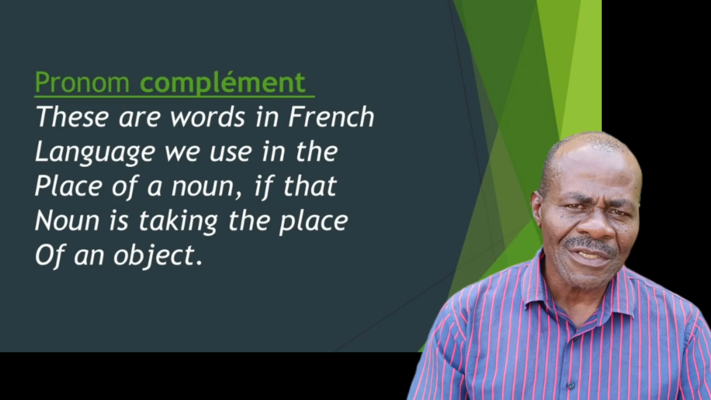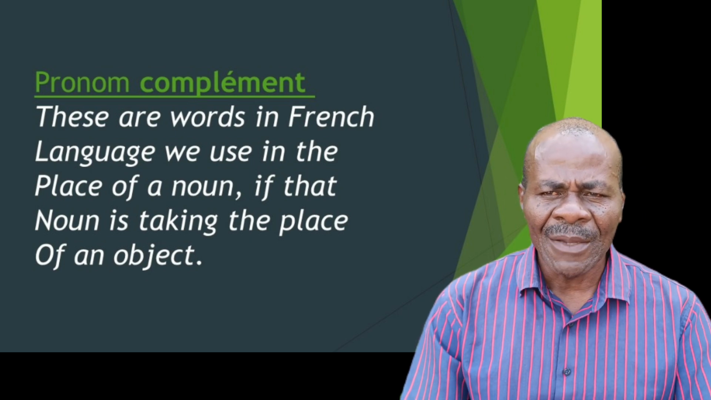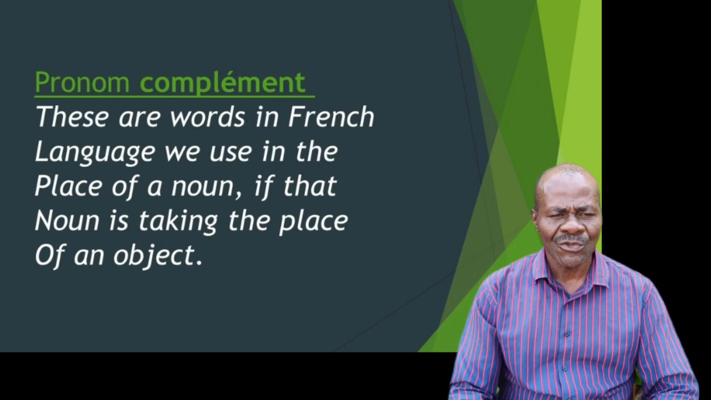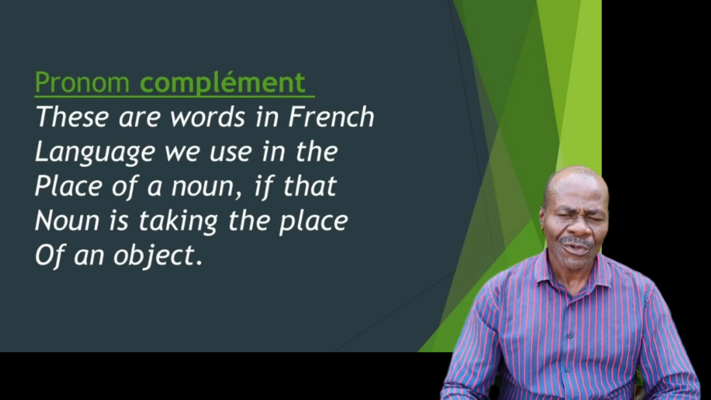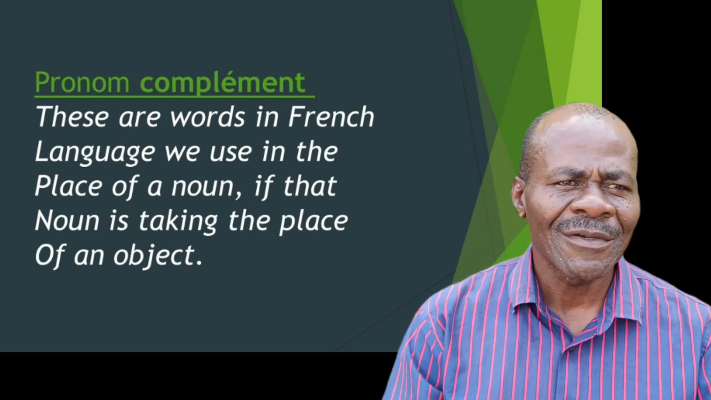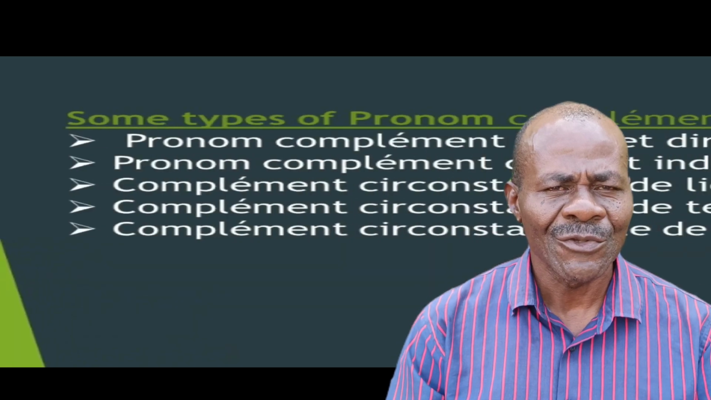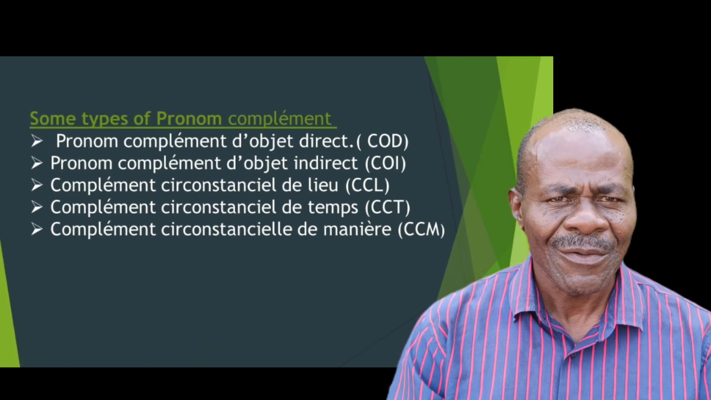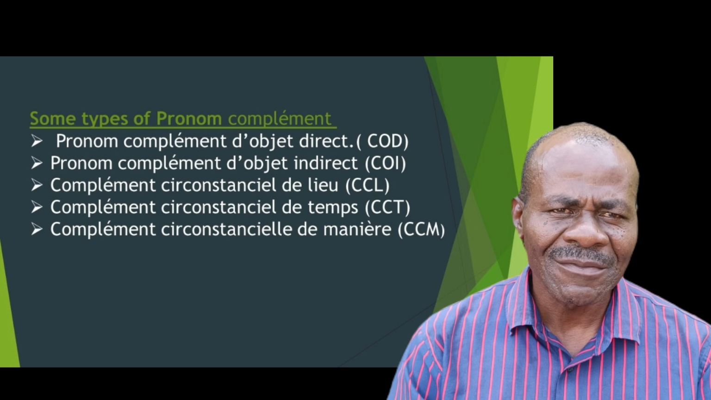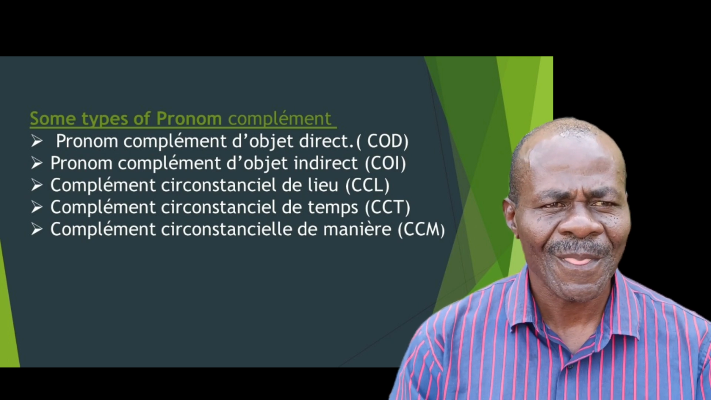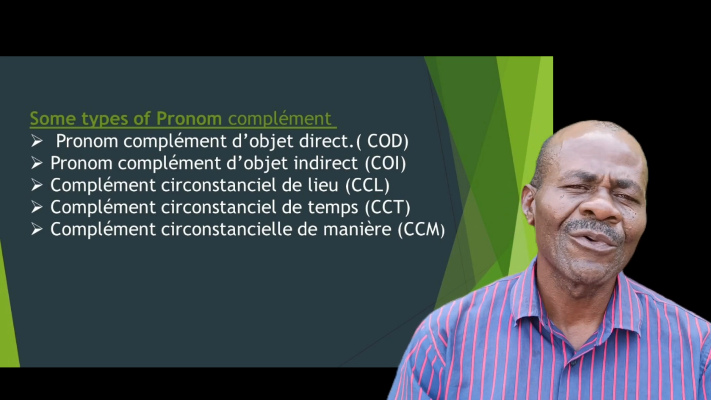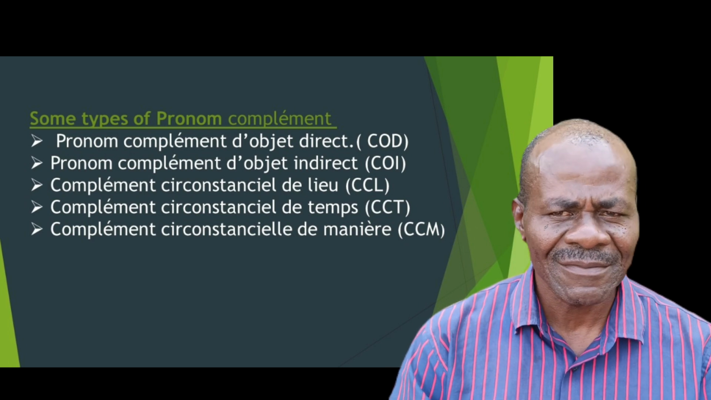So in the French language, pronoun complement are many. So today we will start with two, but for our knowledge we have to know some of them. You have a pronom complément d'objet direct, pronom complément d'objet indirect, pronom complément circonstanciel de lieu, pronom complément circonstanciel de temps, pronom complément circonstanciel de manière.